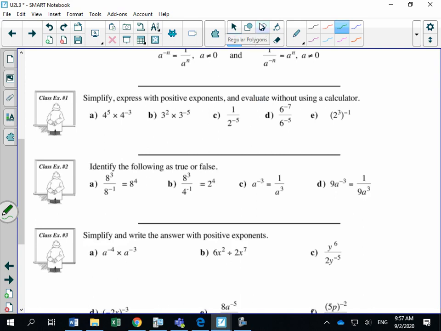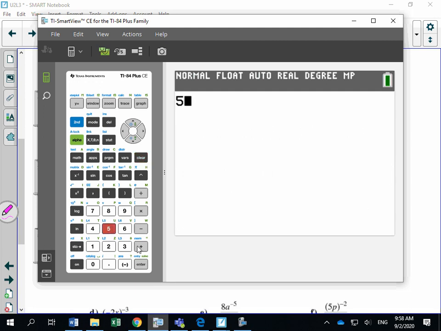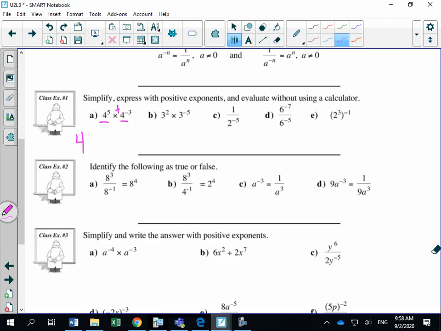So let's do A. Bases are the same. This is the product law. You're going to add your exponents. So 5 plus negative 3, right? Hopefully you don't need to use a calculator for that. I'm hoping that you guys are beyond that. But 5 plus negative 3, if you need to double check, is 2. So that is my simplified expression. And then from here, that is equal to 16 when you evaluate.